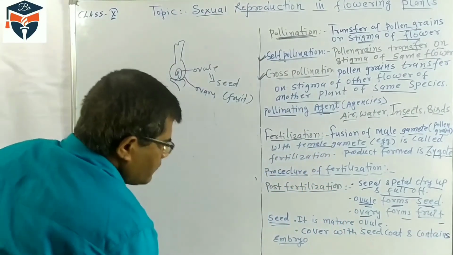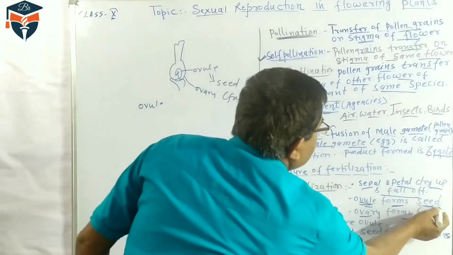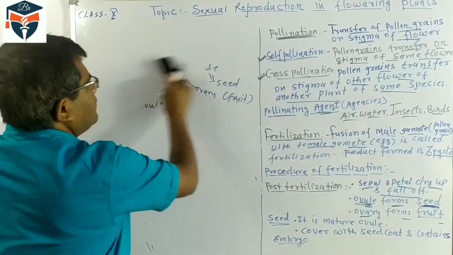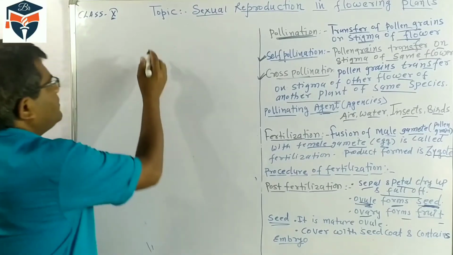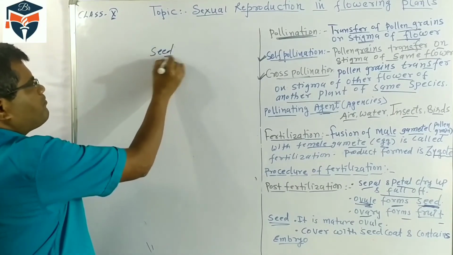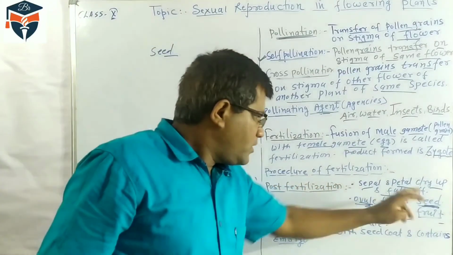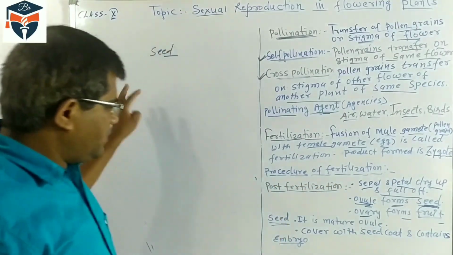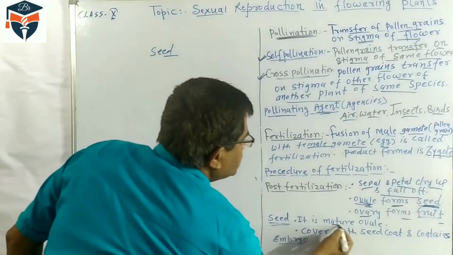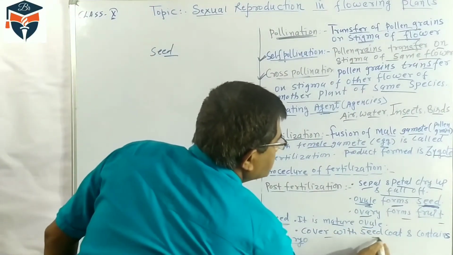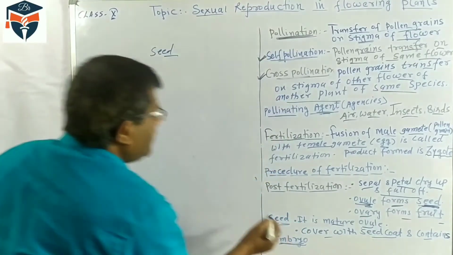Ovary forms fruit. Now the seed is formed from the ovule. So a matured ovule is the seed. The ovule develops into the seed. The seed is a matured ovule, and it is covered with a seed coat and contains an embryo.